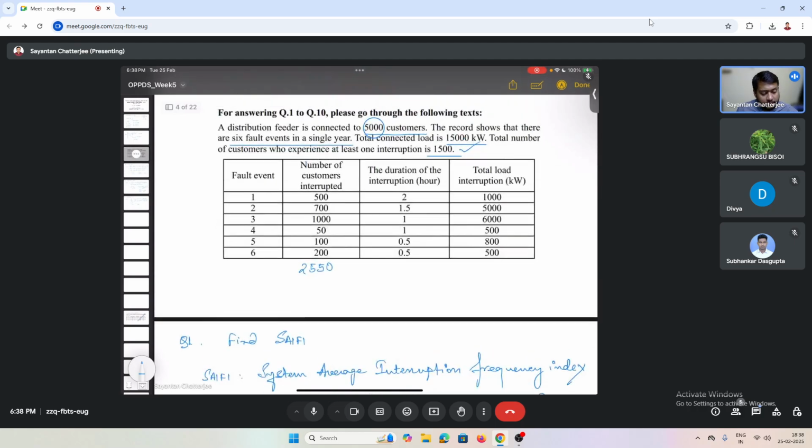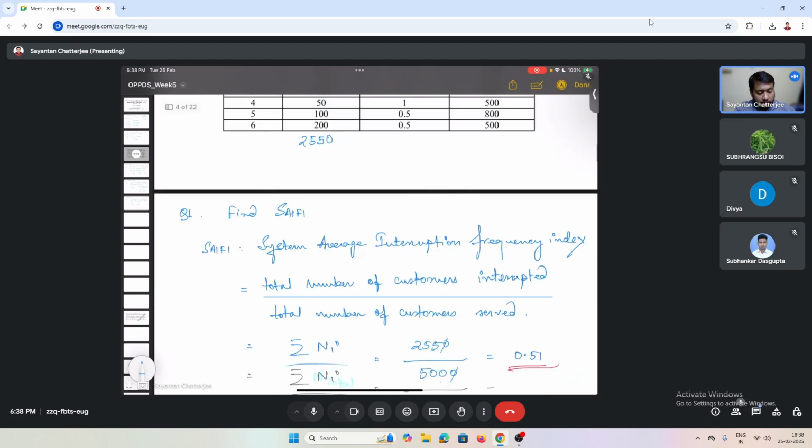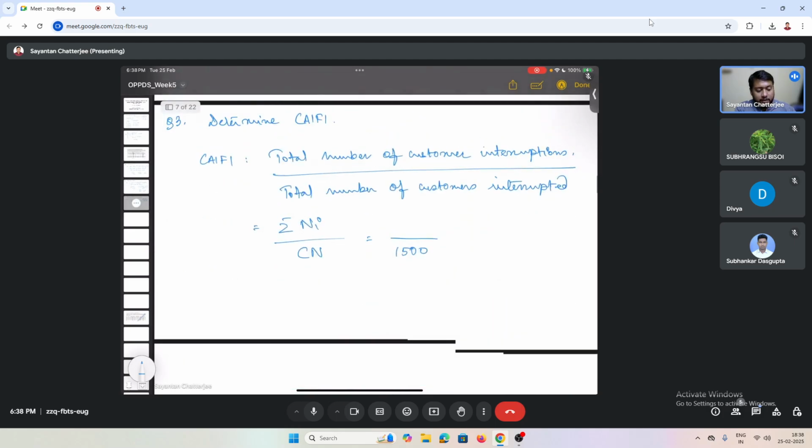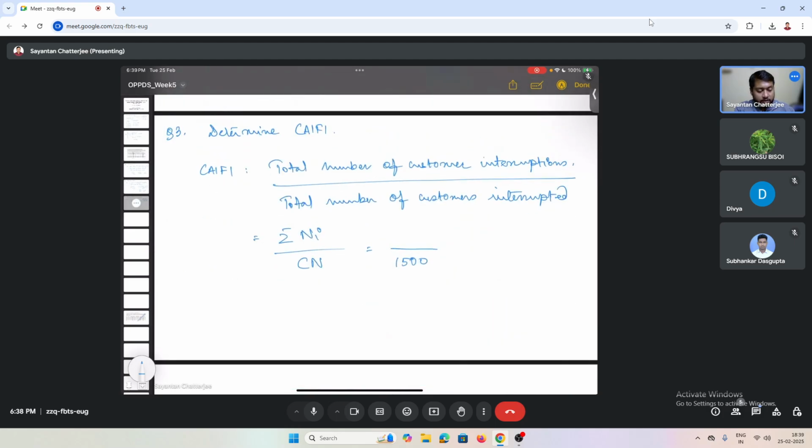So at least one, and these are the repeated times. So total number of customers who got interrupted for each time, this may be a repetition. So 2550 is the repeated version of the number of customers. At least one interruption, total number of customers is 1500, and in the numerator it will be 2550. So the answer to this one is, I think, 1.7, because it is given.